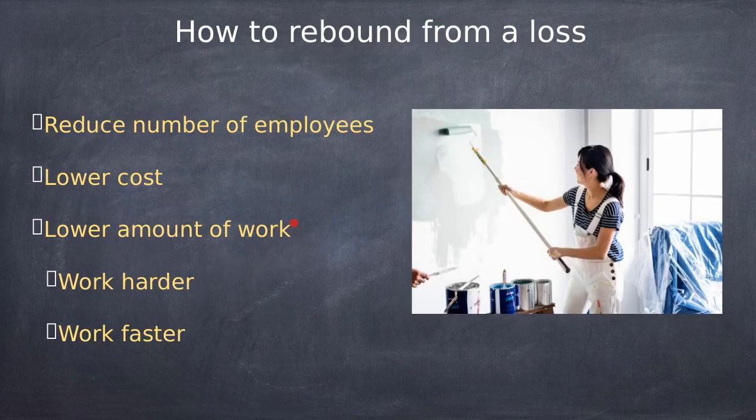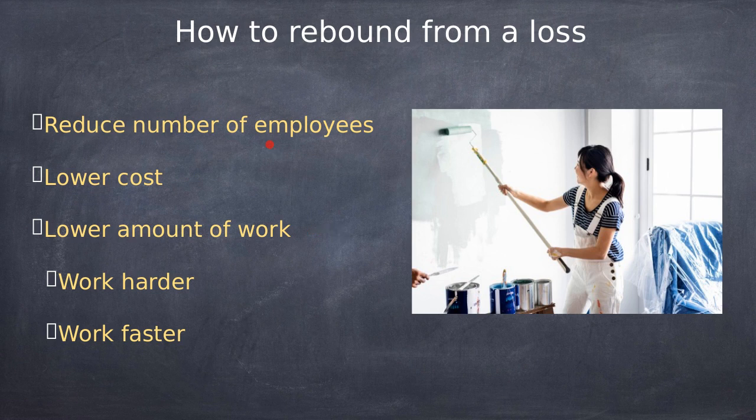So what happens whenever you lose money in a business? Well, what you need to do is rebound from it. Okay. So there's a couple ways that you could do it. One, you can reduce the number of people that you hire and that work for you. Okay. That'll decrease the amount of money that's going out. You can lower the cost of the items. You can lower the amount of work.